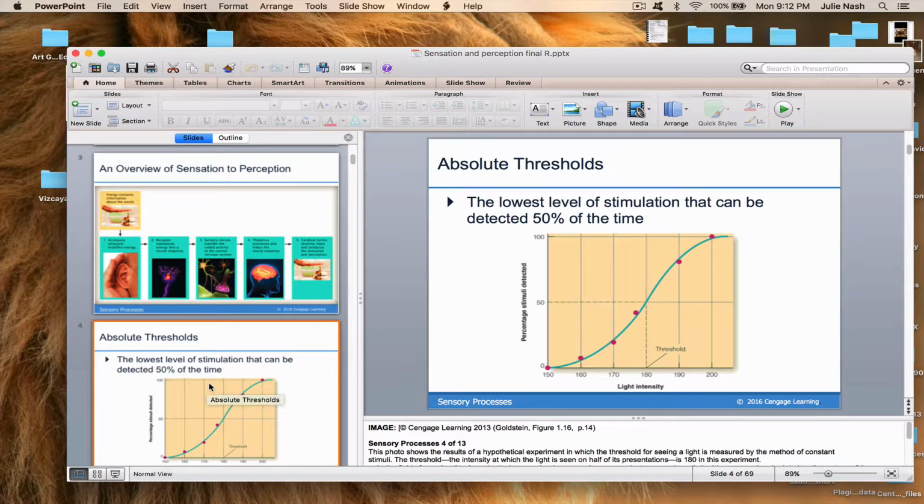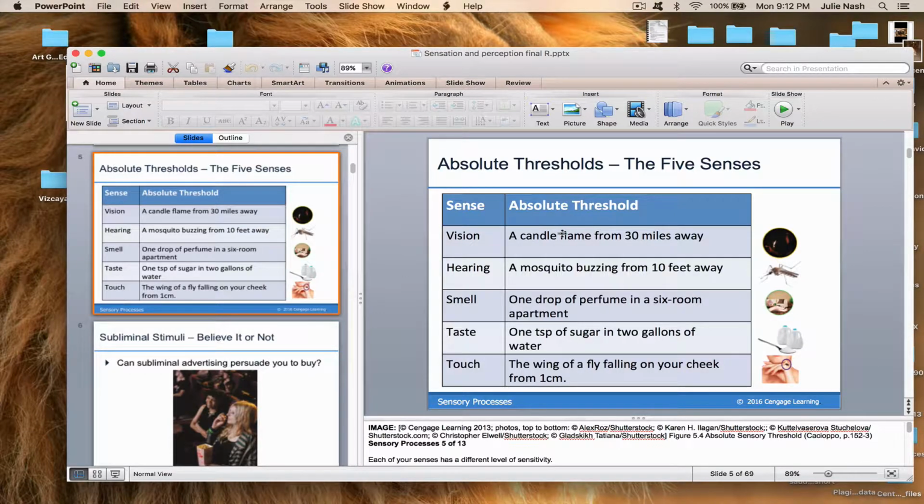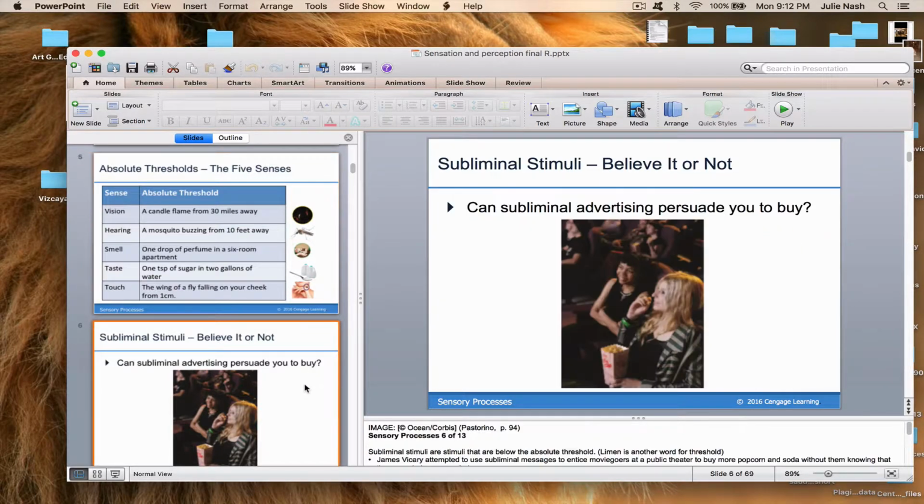Okay, absolute thresholds. This is the smallest amount of a stimulus you can detect half of the time. So sometimes you might hear it, sometimes you might not. Here are examples of absolute thresholds. We can actually see a candle if there's nothing in the way, no trees, no people, no cars, no buildings, 30 miles away, 50% of the time. Hearing, we can hear a mosquito 10 feet away. So you can go through each one of these and see these are the absolute thresholds. These are the smallest amount it takes for us to detect them reliably 50% of the time.